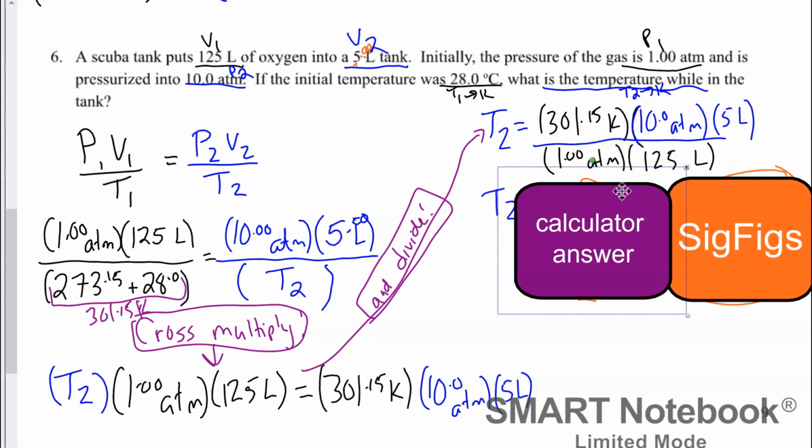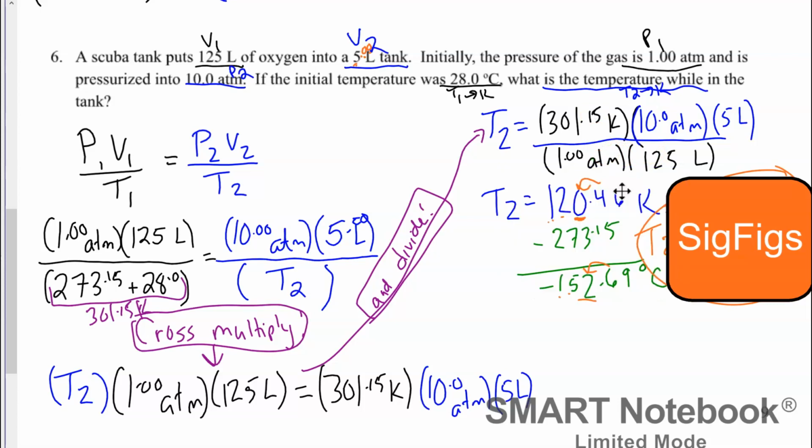Plug that into your calculator. You get 120.46 Kelvin. However, they gave us a temperature in Celsius, so it doesn't specify, but you usually report back in the same unit that you're given. So we're going to subtract that 273.15, and we get negative 152.69 degrees Celsius.